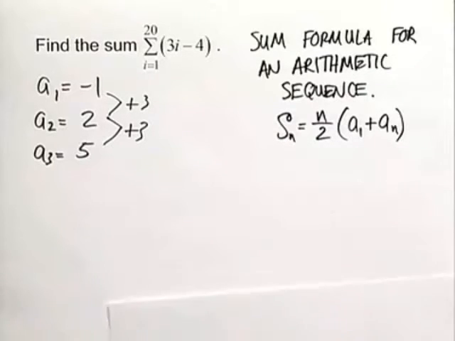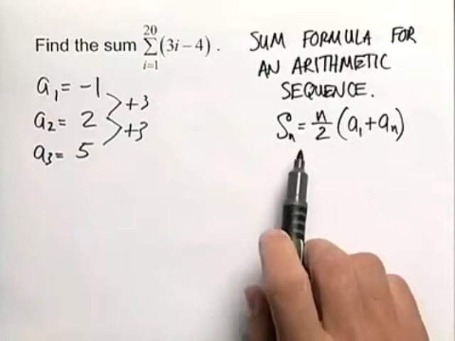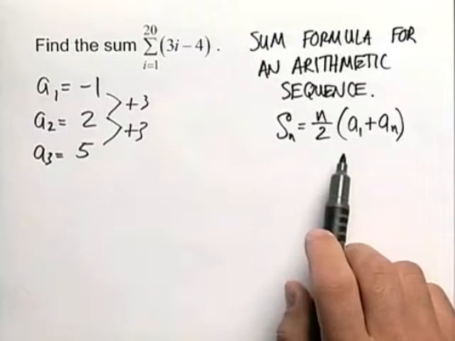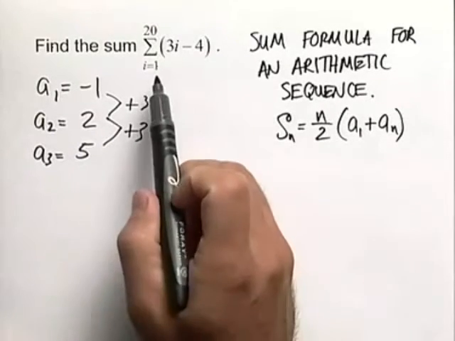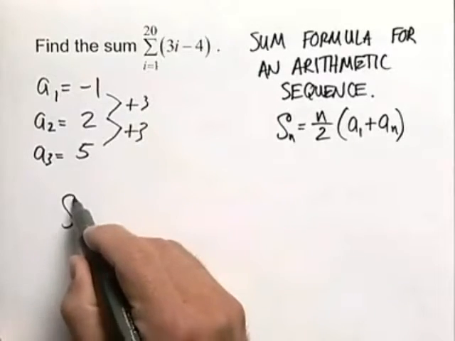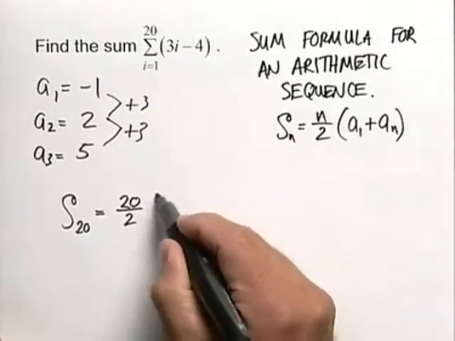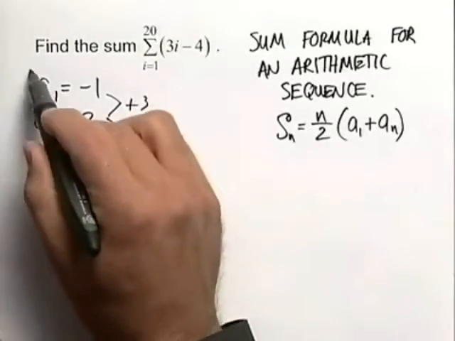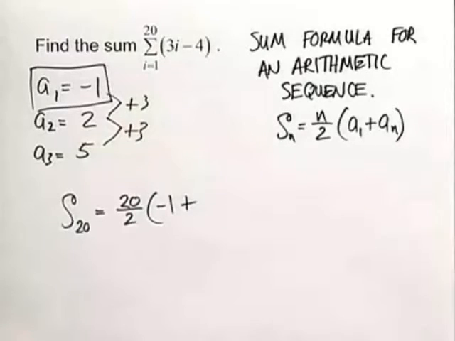So what we can do, rather than write out all these 20 terms, is use the sum formula for an arithmetic sequence. S sub n is equal to n over 2 times the quantity a sub 1 plus a sub n. So since we're starting at 1 and going to 20, we're looking for the sum S sub 20, which is equal to 20 all over 2 times our first term, a sub 1, which we found here is negative 1, plus a sub n.